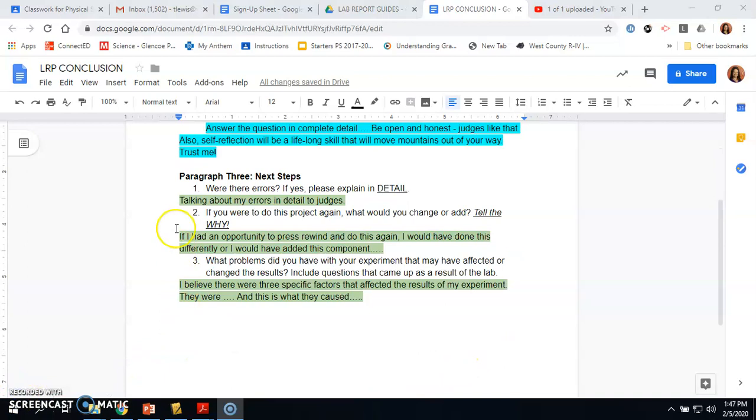Okay, paragraph 3, I have talking about my errors and details to judges. If I had an opportunity to press rewind and do this again, I would have done this differently, or I would have added this component, blah, blah, blah. And then for the final third portion of paragraph 3, I believe there were 3 specific factors that affected the results of my experiment. They were da, da, da, or you could say, and this is what they caused, etc.